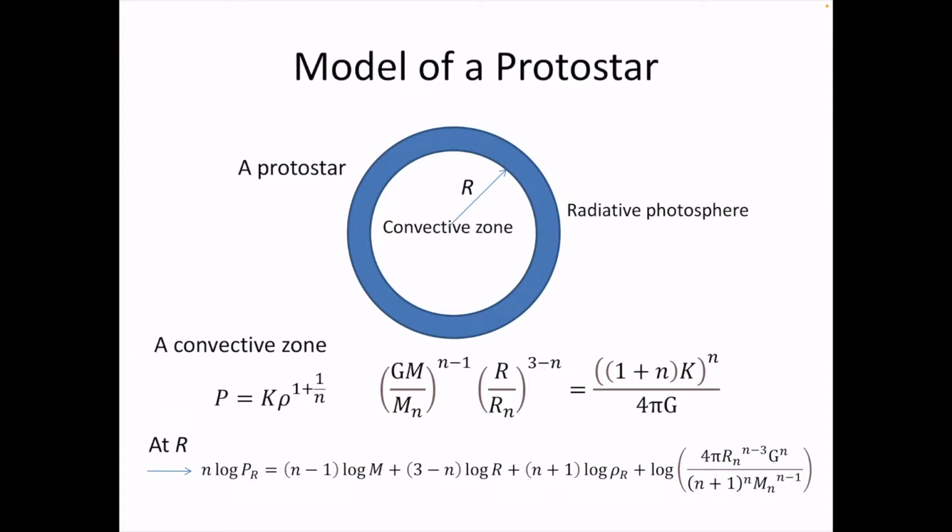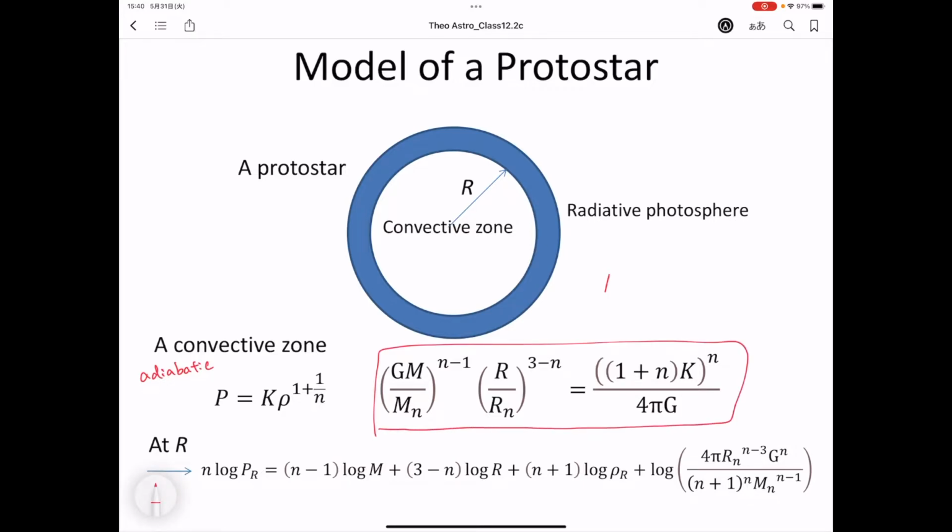We can use a polytrope because this is adiabatic. So P is expressed as K times rho to the power 1 plus 1 over n. When we studied the polytropic models, we derived these equations for the polytropic model of a star. It is the relation between mass and radius, where capital M is the mass and capital R is the radius of the star. The same K appears here, so we can remove K from these two equations.